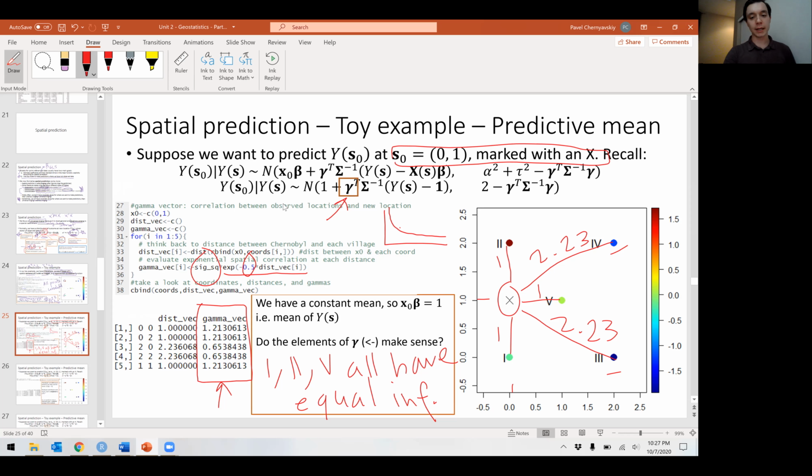So at some point, distance sort of stops to matter, but it matters a lot in the beginning. I'm just reciting the shape of the exponential correlation function. So these gamma terms, things that are farther away matter less, and things that are equidistant matter an equal amount. So far, so good.